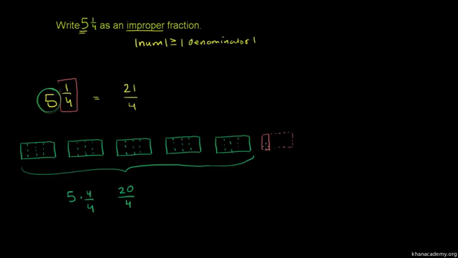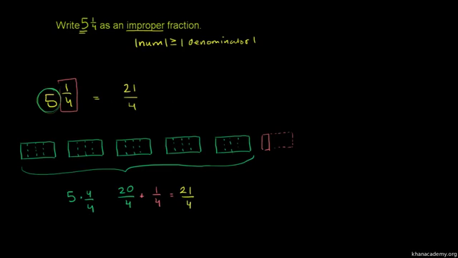And then now you can add it to that 1/4, and you will get 21. We have the same denominator, so we can just add the numerators. 21 over 4. So that's the conceptual understanding of why it works. But when you see any mixed number, it's a pretty straightforward process. Multiply the 5 times 4, you get 20. 20 plus 1 is equal to 21 over 4.